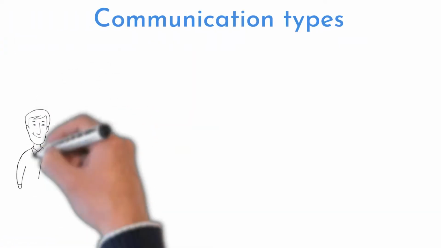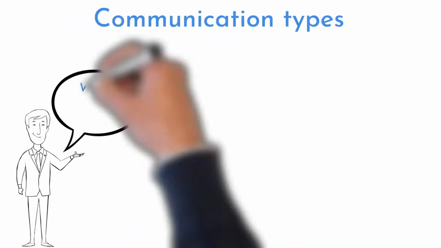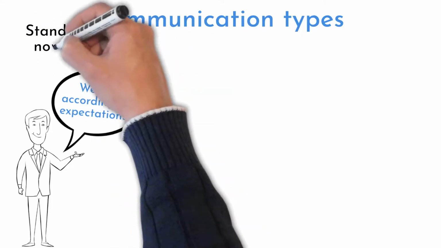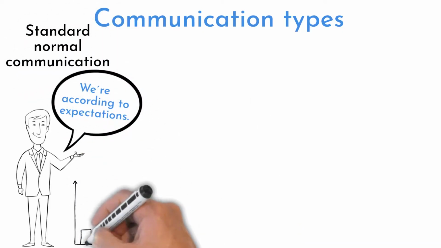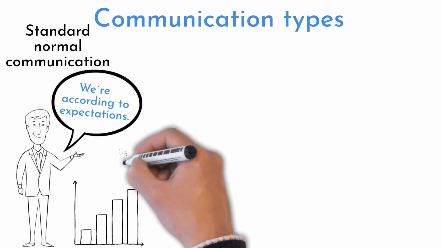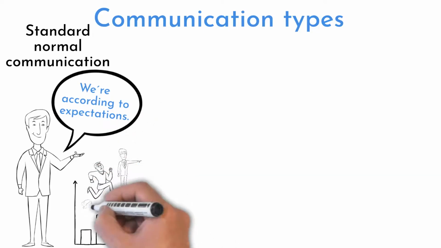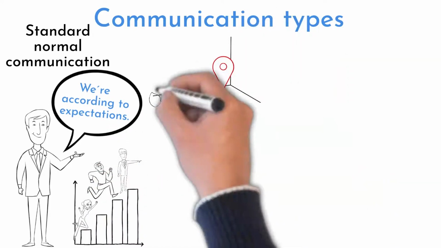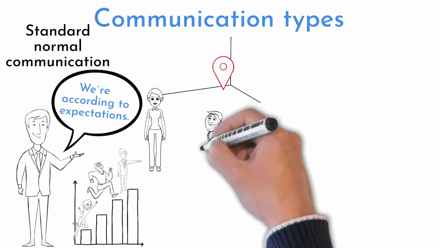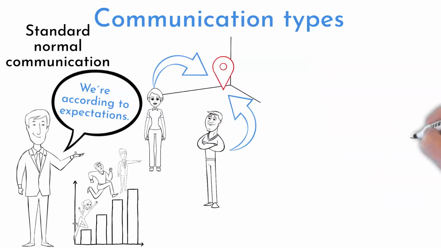There are two different types of communication. Standard, normal communication when the project is going according to expectations. There is space to use leading principles. People have free hands to do their job as they are used to. If there is a goal to meet at the corner, people can choose their way to get there.